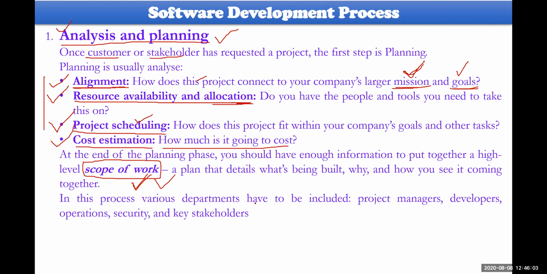In this particular process, while doing this operation, many departments are supposed to be included. Project managers are the first department. Developers are the people who are actually developing your project. Then operations, to estimate how much cost will be incurred. And security: cryptography and network security are to be considered after completion of your application. And stakeholders: from time to time, you have to communicate with the clients or stakeholders.